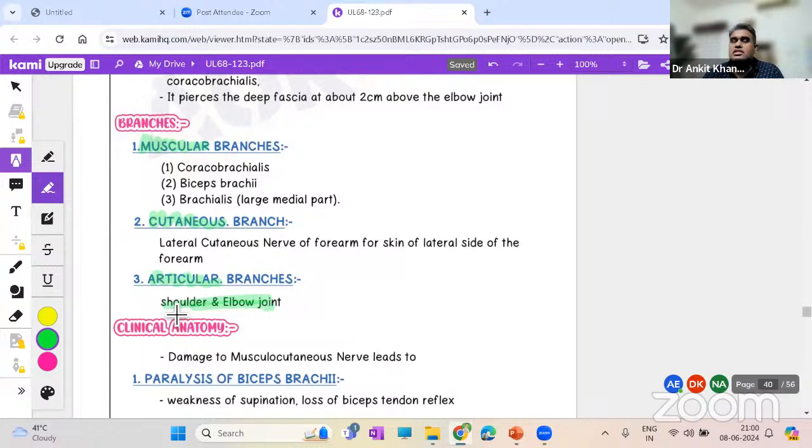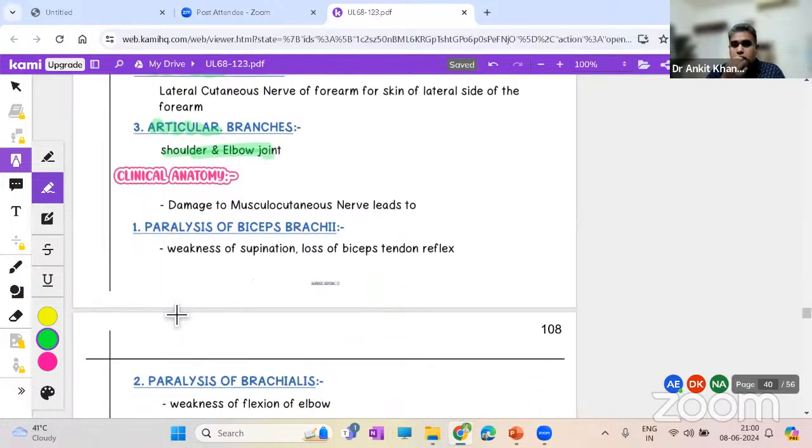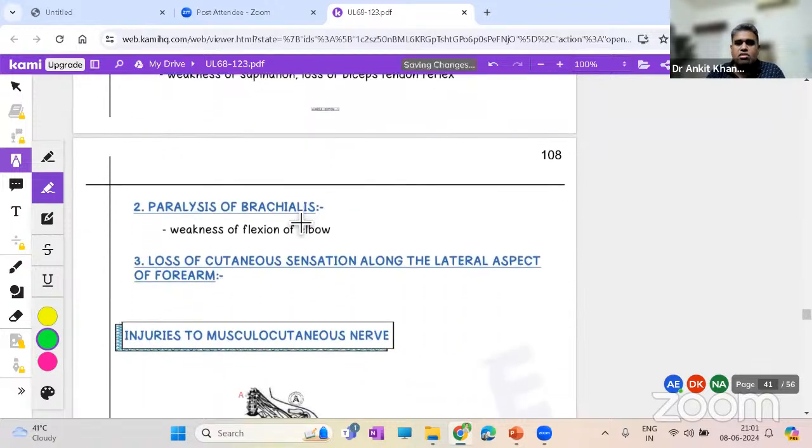Can also say vascular branches, whichever artery you can feel is close to it. So it will supply all these areas. Clinical anatomy: damage to musculocutaneous nerve will obviously lead to paralysis of biceps, paralysis of brachialis. So if you know what it supplies, motor and sensory becomes very simple. If you know the action of biceps, you know if musculocutaneous is damaged, there will be loss of biceps action.